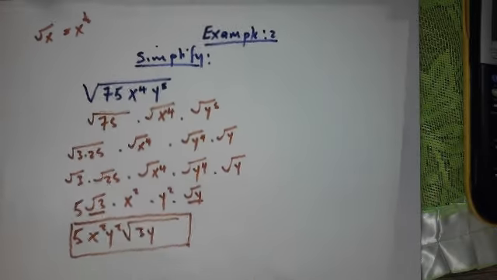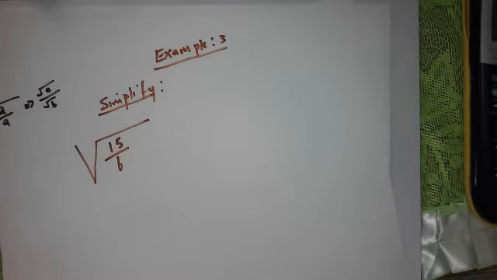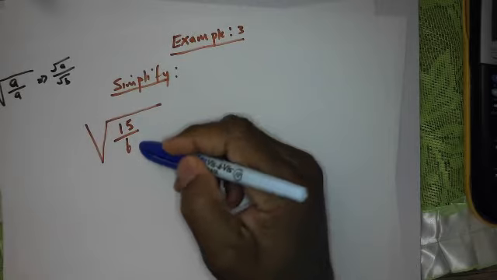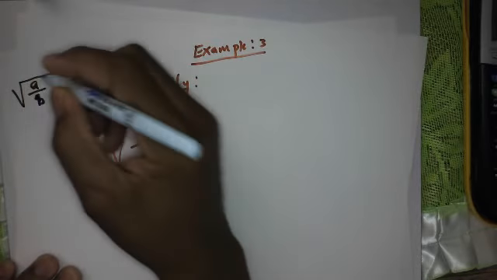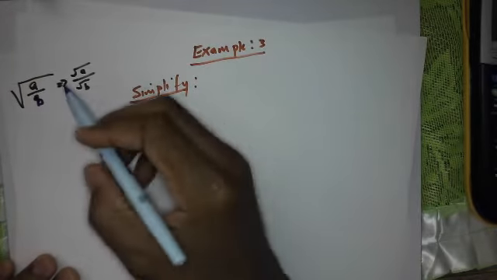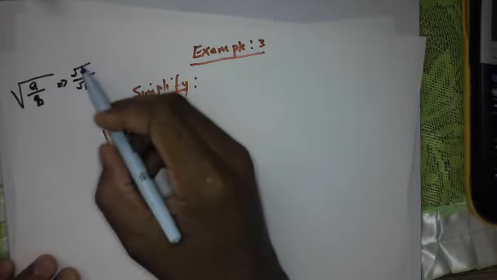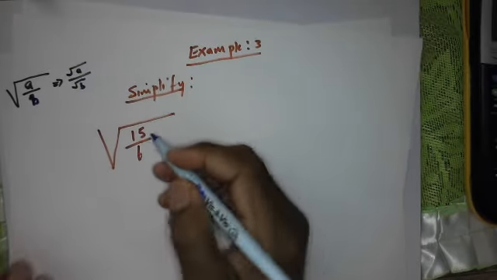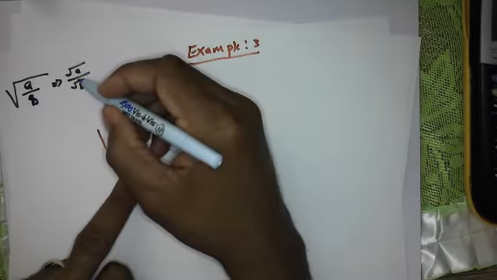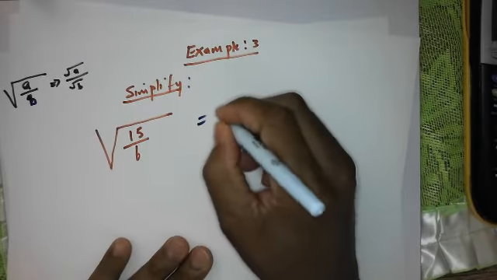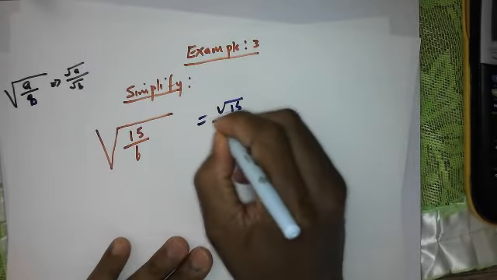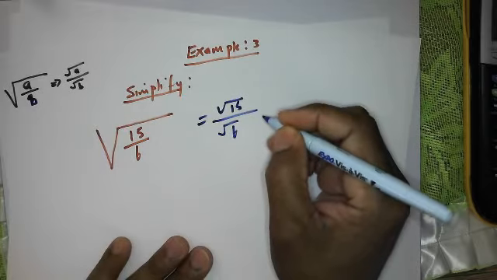Now let's look at our final example. Our final example says we should take the square root of 15 upon 6. But I want us to remember that the square root of a upon b is the same thing as the square root of a divided by the square root of b. So with this, I'm going to break this in terms of this law. Each thing under the radical should have its own square root. So it would be the square root of 15 over the square root of 6.